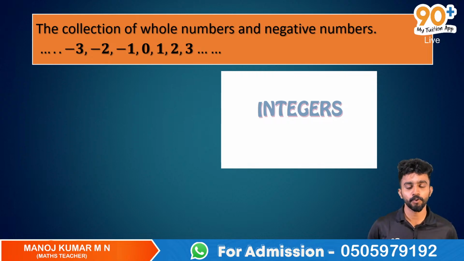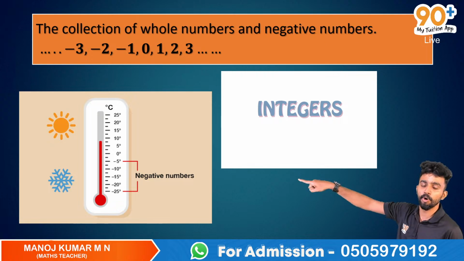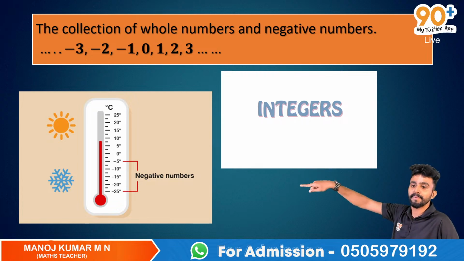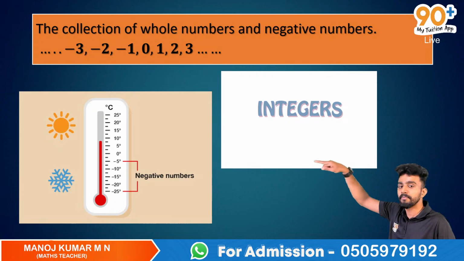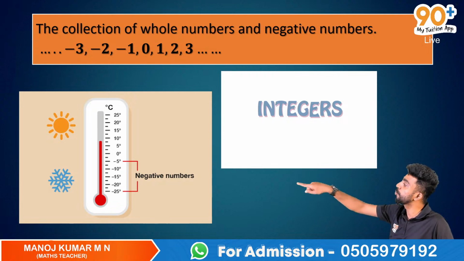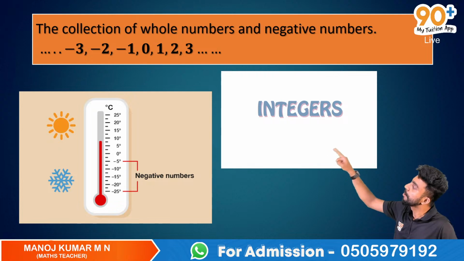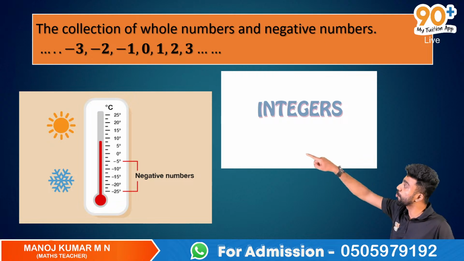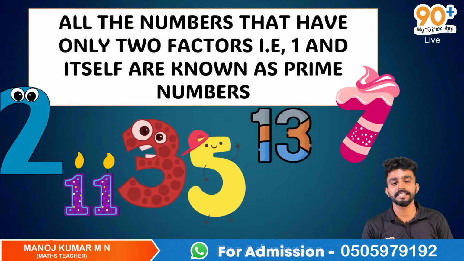Got it, Bertalina? Okay. So guys, the collection of whole numbers and negative numbers will constitute the integers. Over here, you can see an example of temperature. Let's say it's a thermometer. The temperature values are given there. You can see that the temperature value goes negative as well as positive. We have -5, -10, -15, -20, -25. And you can see the positive values as well: +5, +10, 15, 20. And one more thing, there is 0 as well. So the whole numbers along with negative numbers constitute the integers. This is the perfect example for integers.